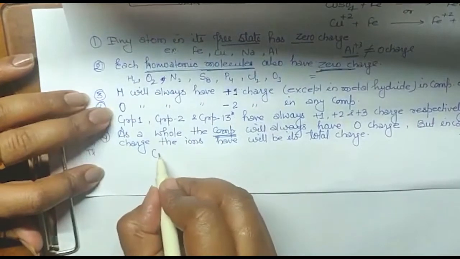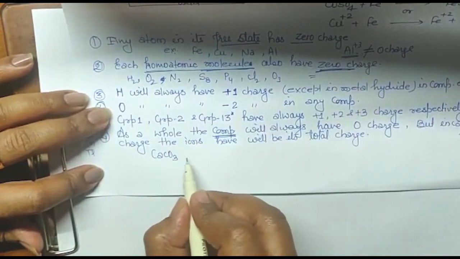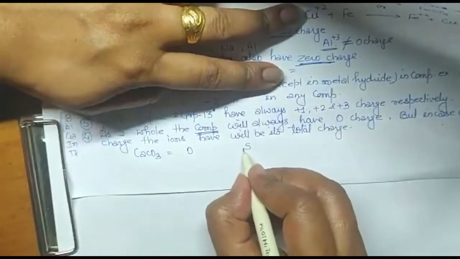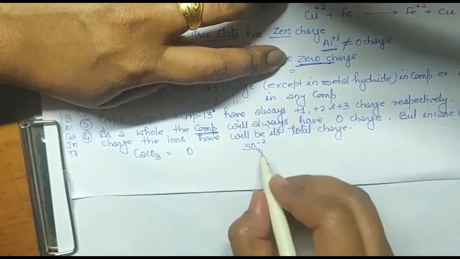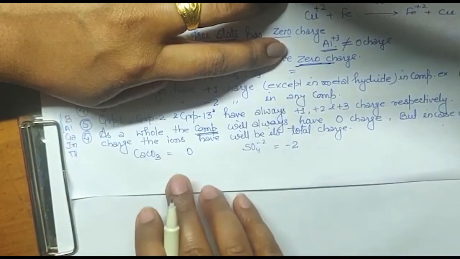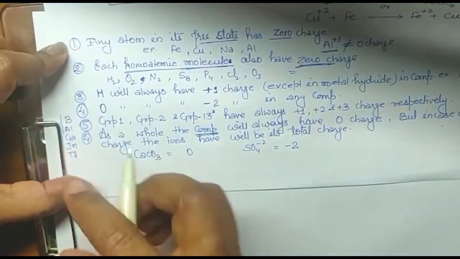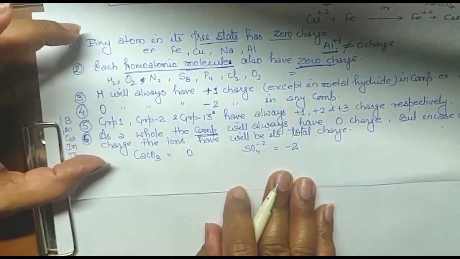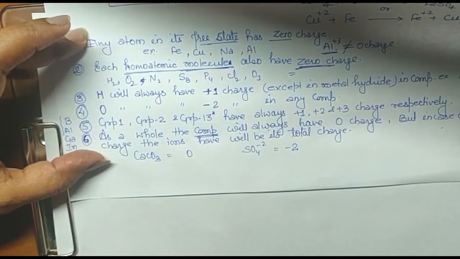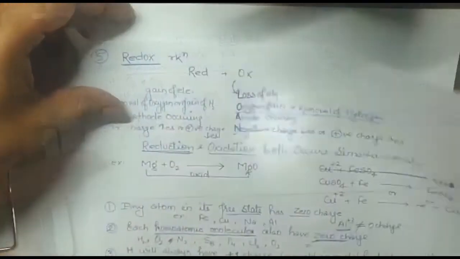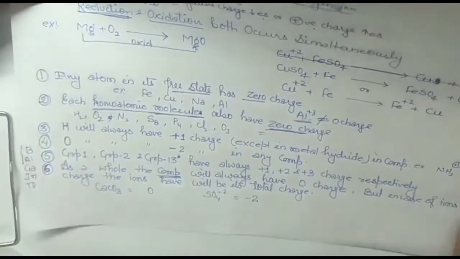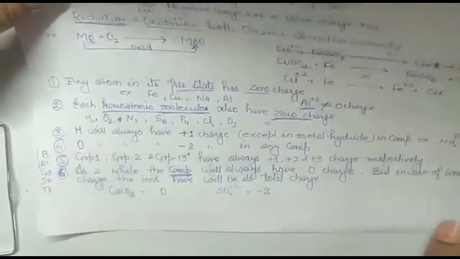For example, I'm asking CaCO3. What is the whole charge? This will have charge 0 because there is no charge on it. Suppose I'm giving you SO4 minus 2. What is the total charge here? In this case, it will be minus 2. Got it? Clear? So you have to keep these 6 points in your mind, and with the help of this we will find the charge present on a particular atom. Got it? So after knowing all this formula, all this trick, we will find the charge on the particular atom. So let's do 1 or 2 examples to understand it in a better way.